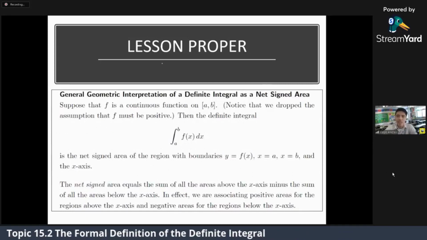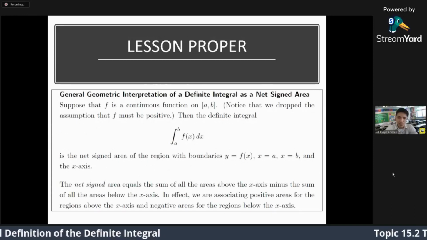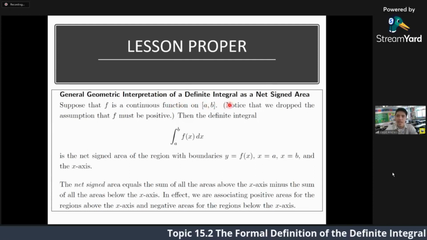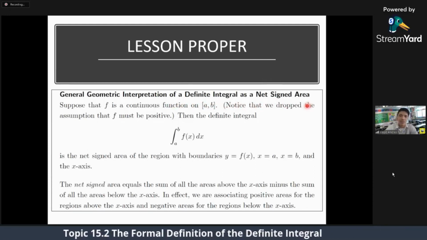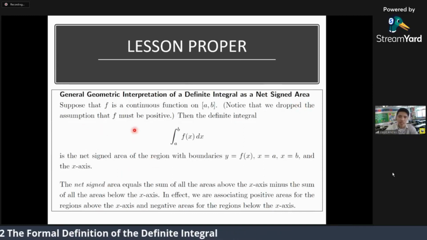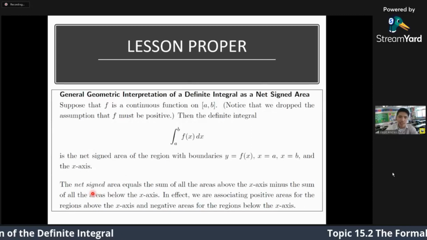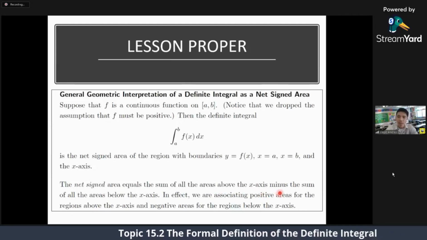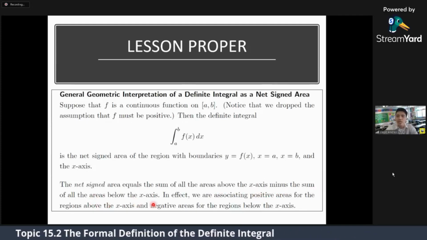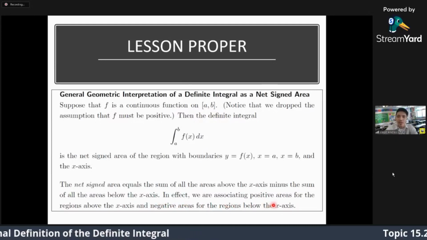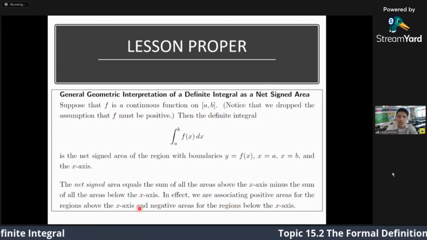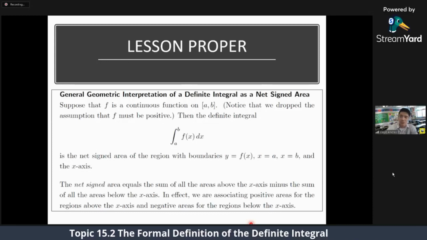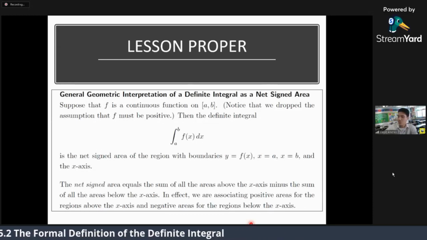And another subtopic is the general geometric interpretation of a definite integral as a net signed area. The bottom line is that net signed area equals the sum of all areas above the x-axis minus the sum of all areas below the x-axis. In effect, we are associating positive areas for the regions above the x-axis and negative areas for the regions below the x-axis.